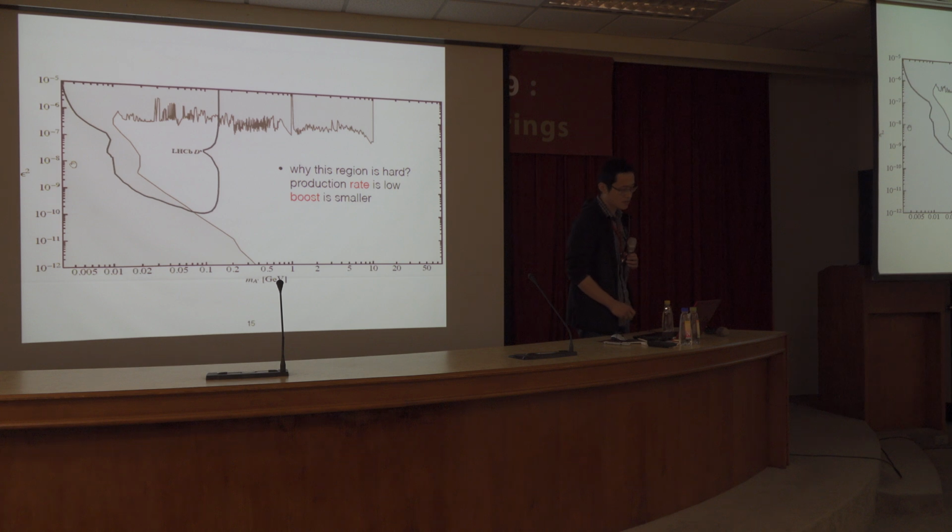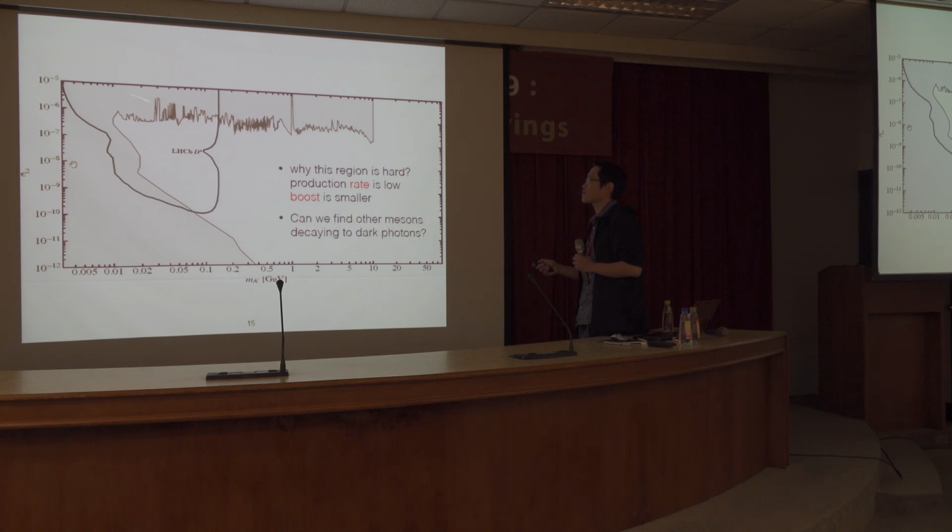Why is this region hard? Because the mass of the dark photon is heavy, and when it is heavy, the production rate is low. But the boost is smaller too. When the mass is larger, you compute the boost is smaller. So the displacement will be much smaller.